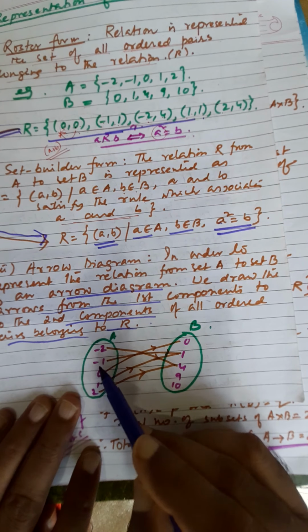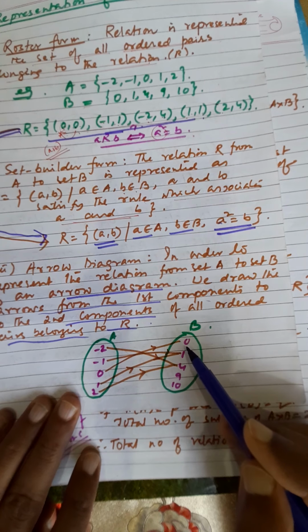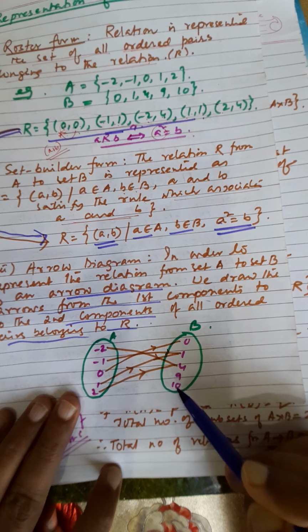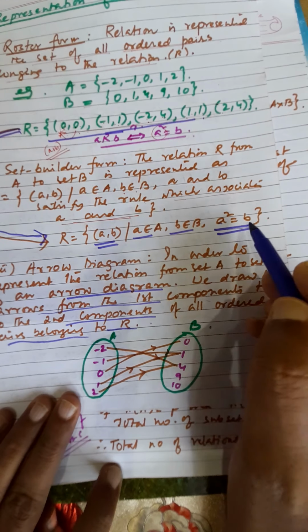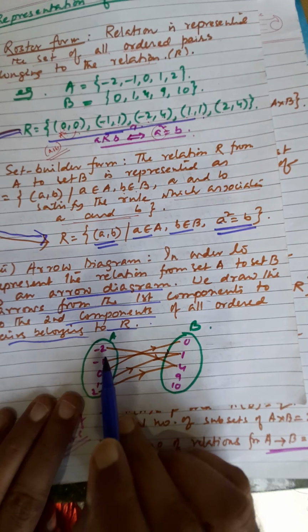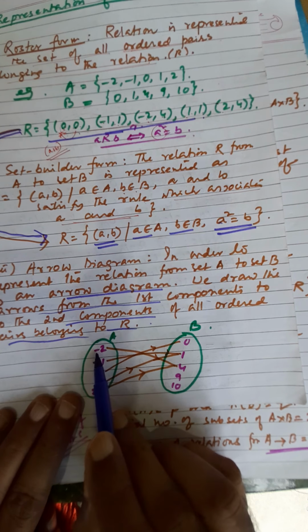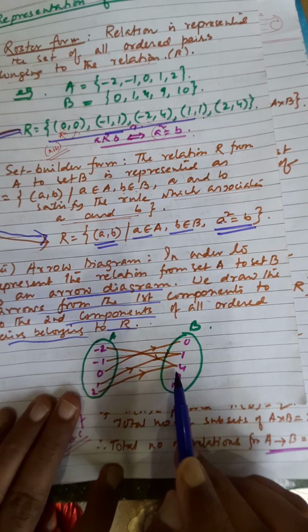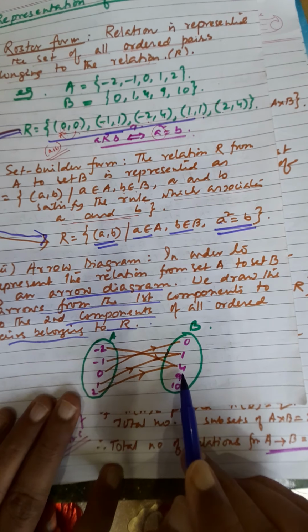A is -2, -1, 0, 1, 2. Here B is 0, 1, 4, 9, 10. The condition is what? A square is equal to B. So -2 whole square is equal to what? 4. 4 is inside B. So -2 is related with 4.